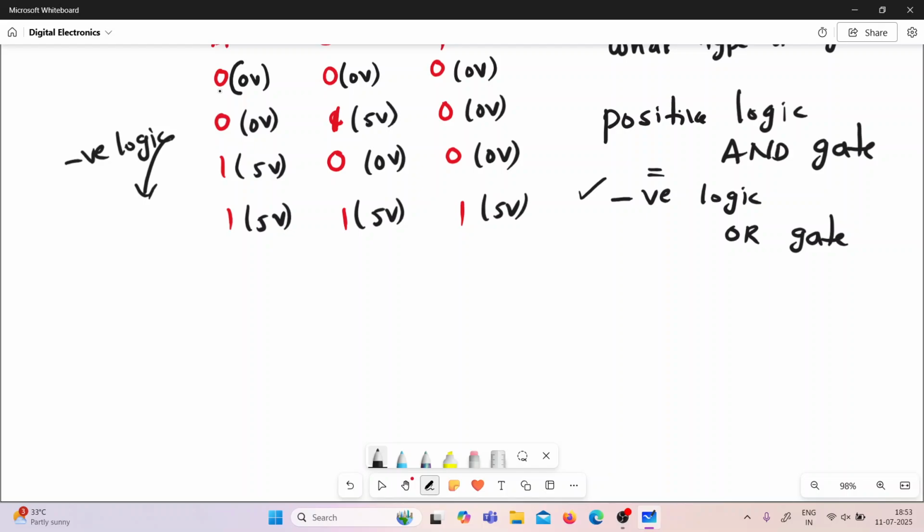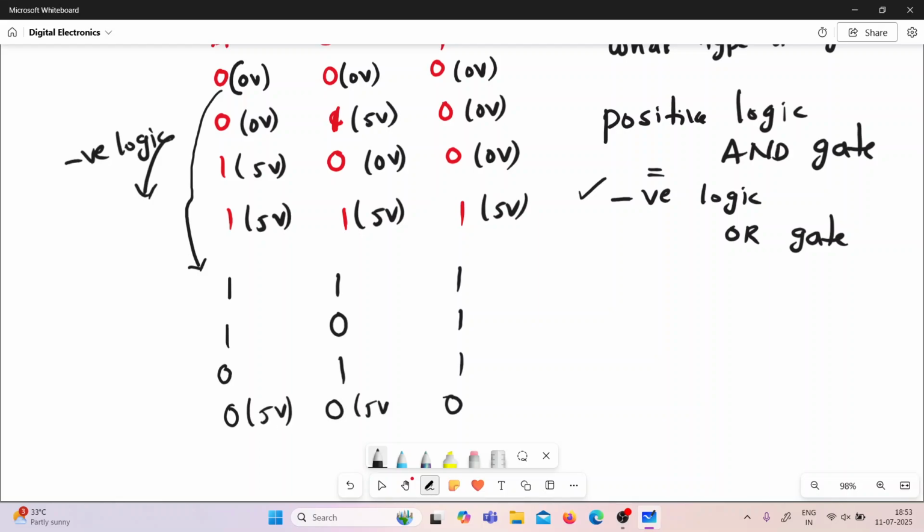So here there is a 0 present. Let us convert it to 1. We should not change any voltage levels, only logic 0 to 1. 1, 1, 1, 1. So here 1 is there. It is converted to 0 and 1. Next 0, 1, 1, 0, 0, 0. And we should not change any voltage levels. 5 volts, like this. I am not changing any voltages, only I am changing logic 1 to 0 and 0 to 1.